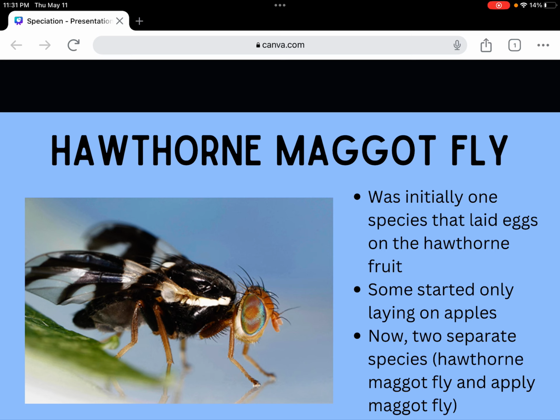Then we imported apples to the United States, and some of the hawthorn maggot flies said, hey, cool, I'm going to lay my eggs over on the apples, and then they just kept doing that because it was working for them. So over time, although they live in the same area, we now have 2 species, the hawthorn maggot fly, which still lays its eggs on the hawthorn, and the apple, that's not how you spell apple, the apple maggot fly, I'm not going to fix that right now. The apple maggot fly only lays its eggs on an apple. So, same area, 2 species, used to be 1 species.